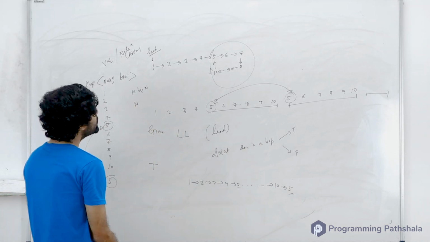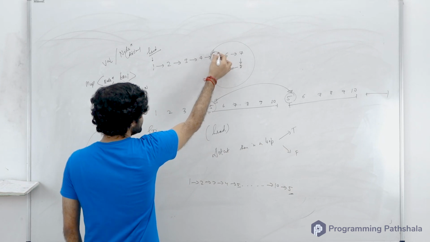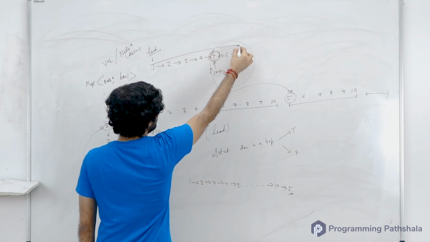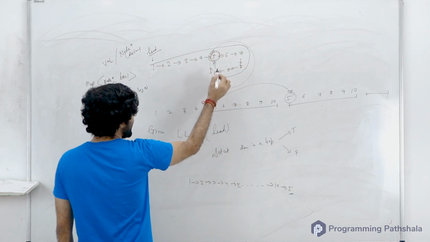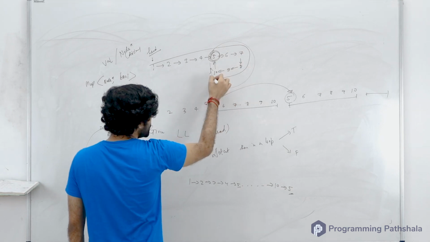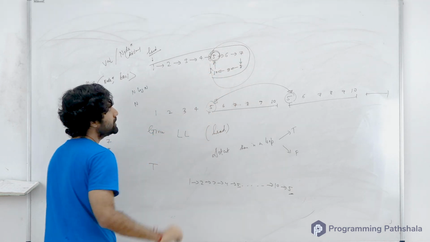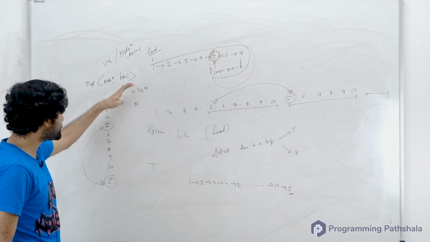Why order n time complexity? Because before you meet this node, you have to see all the nodes, and the moment you have seen all the nodes, you will automatically see this node, right? So this will be your time complexity.